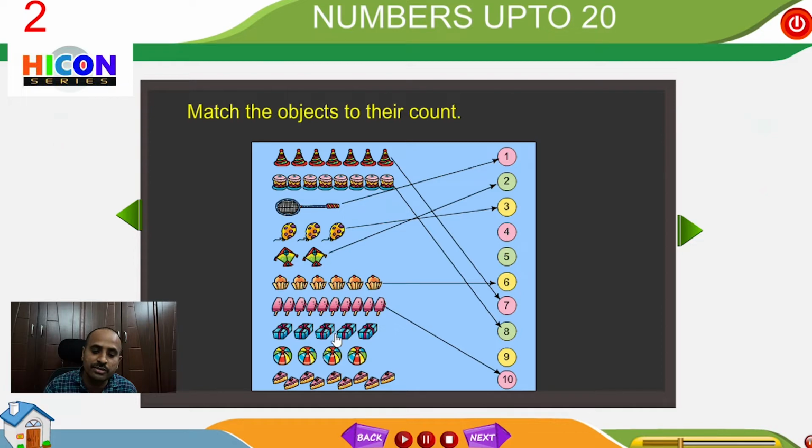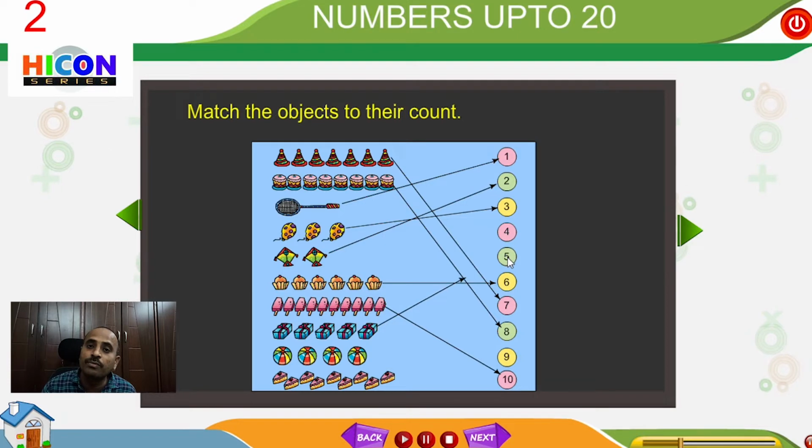So children, see the next set of pictures. The next set of pictures has some gift boxes. So how many gift boxes are there? There are a total of 5 gift boxes. This is 1, 2, 3, 4, 5. So a total of 5 boxes are there. So we have to match these 5 gift boxes with the number 5. So let us find where the number 5 is on the right side. Yes, this is the number 5.